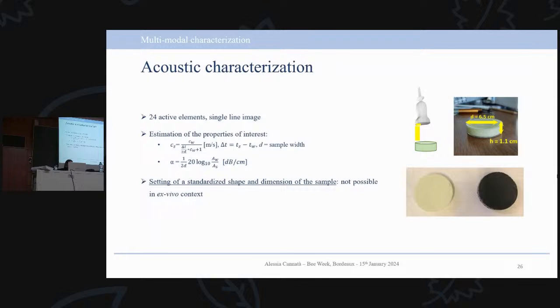Even in this case, we can set a standardized shape and dimension of the sample, which is not possible in the ex vivo context. So we have to exploit these advantages in order to get more reliable results from our measurements.